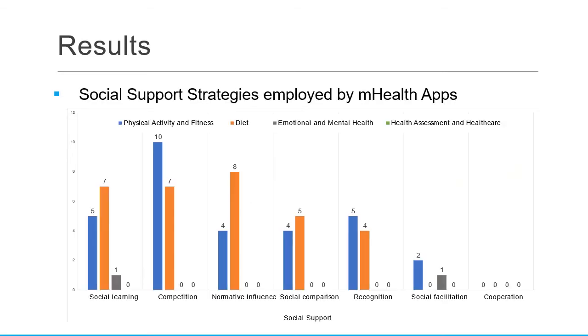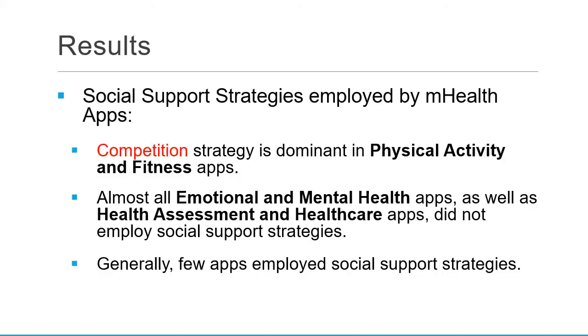This chart shows the social support strategies employed by ML apps. It is obvious that more social support strategies are implemented in physical activity and fitness apps and also in diet apps than apps in the other 2 domains. From the previous chart, the competition strategy is the most employed in physical activity and fitness apps.